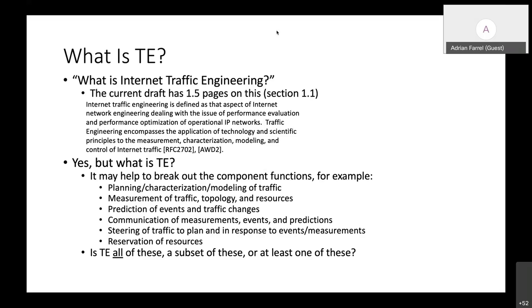If I was to start writing that section today, I would probably take this list, but I might end up with something else. And then at the end of that, we have to define for ourselves whether traffic engineering means doing all of these things, doing some of them, or doing at least one of them. And maybe it will help us to say that actually traffic engineering is a concept, but we need to use the more precise terms everywhere we talk about it.